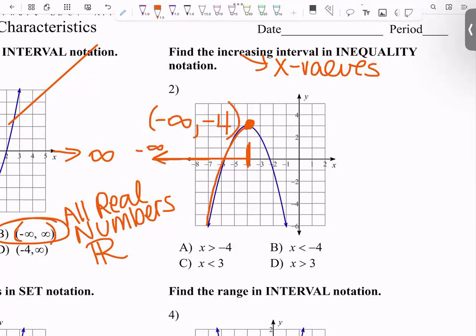We would not include -4 because -4 is a turning point. At that point, it's not increasing or decreasing. So we would say -4 or -infinity to -4. This one is an inequality notation, so that would just mean all the x's less than -4.